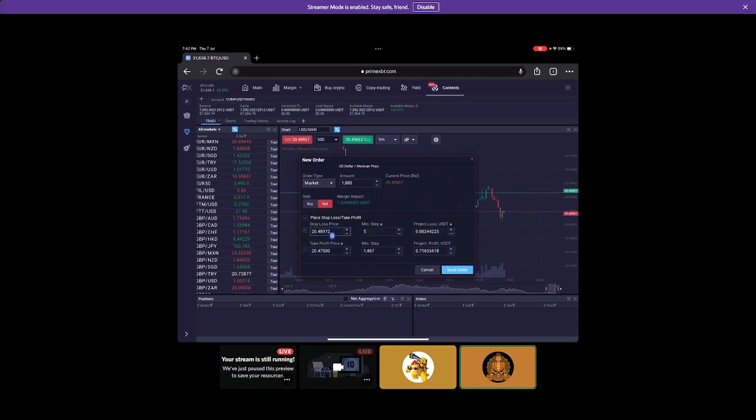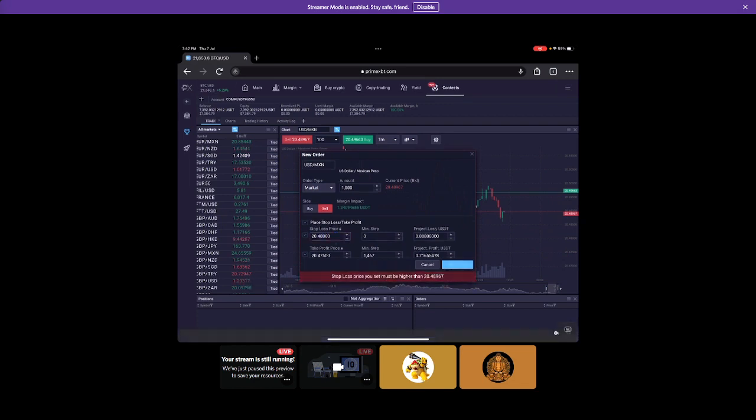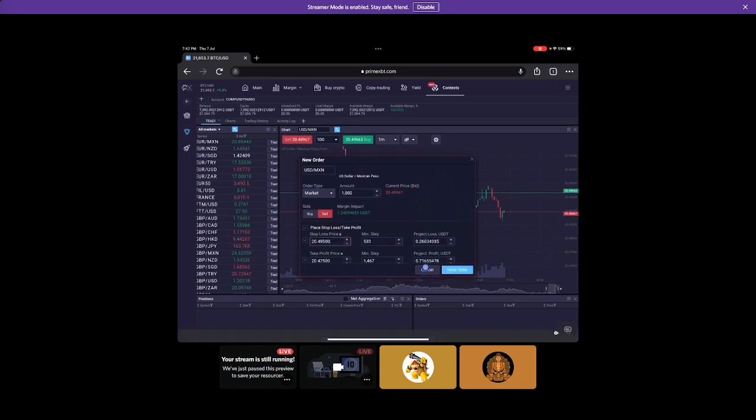And the same is applicable for the stop loss in place. So let's say we're going to put in a market order sell at this point. So we want to put our stop loss just above at, let's say, 20.49500. And it's going to show if our stop loss is triggered, then we're going to take a loss of 26 cents.